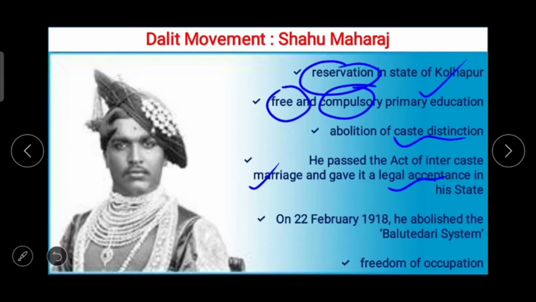So in these regards, during meetings and conferences, Shahu Maharaj ate food from the hands of Dalit people and overthrew the restriction on inter-dining. This was not a simple thing, though it is very easy for us to listen to today. But if we think about that period, it was not that easy for people to think such thoughts. But Shahu Maharaj purposely did all these things. Shahu Maharaj believed that till the restriction on intermarriage is followed, the caste distinction will not be uprooted, and that's why he passed the act of intercaste marriage and gave it a legal acceptance in his state.